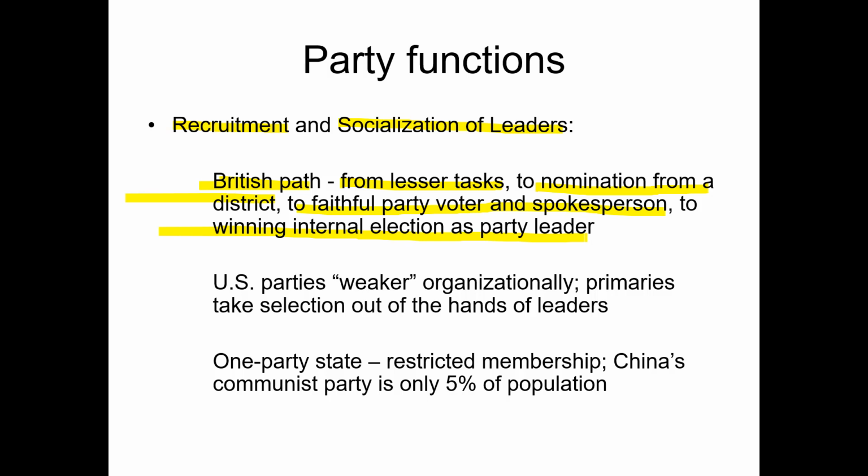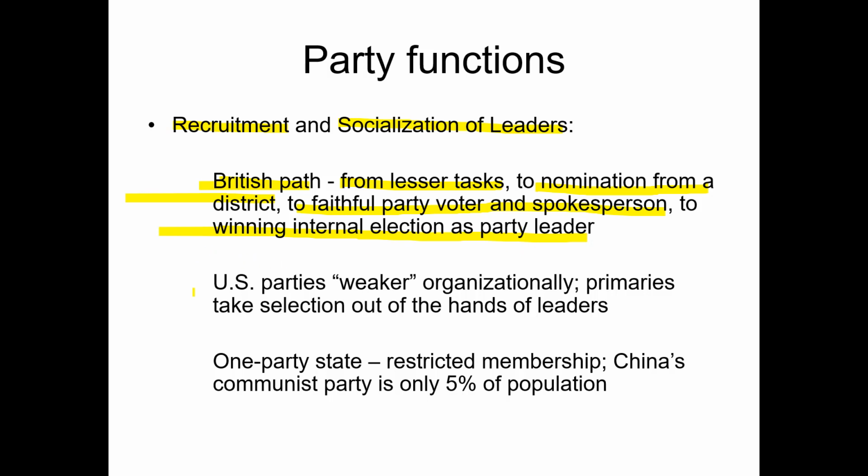Look at Margaret Thatcher's rise to the top. She was a local official, and then gained some notoriety as far as getting things done at the local level, then worked her way up through the ranks, and then became the leader of her particular party.